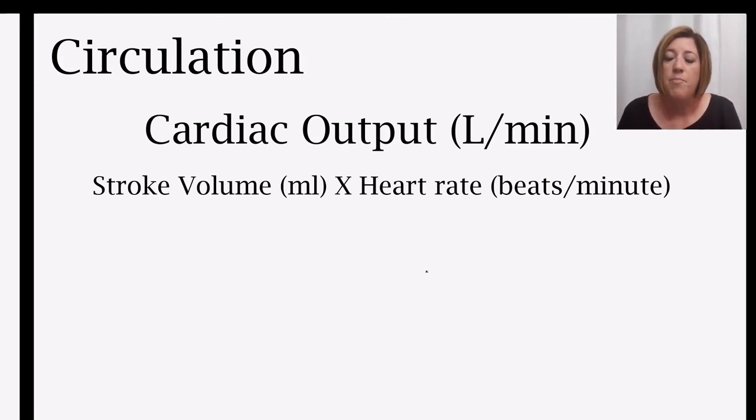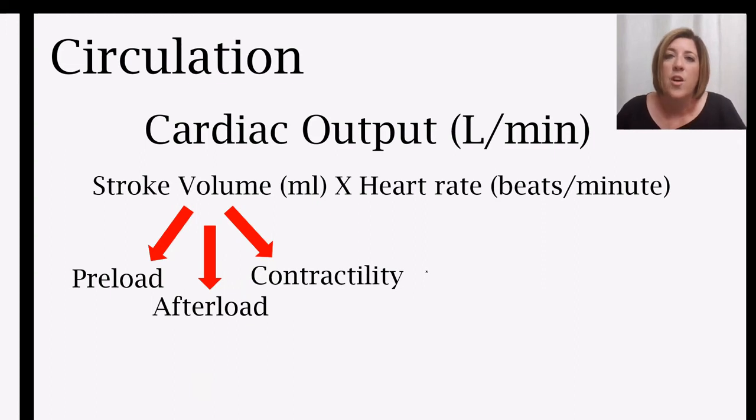ejects in a minute. So if you have problems with either the heart rate or stroke volume, then the cardiac output is going to go down. Heart rate's the easiest one to measure, and more obvious, and the stroke volume's a little more complicated. So stroke volume is based on the interactions between contractility, afterload, and preload. So you have to look at all of these to see what's going on with your patient and why their cardiac output is low.